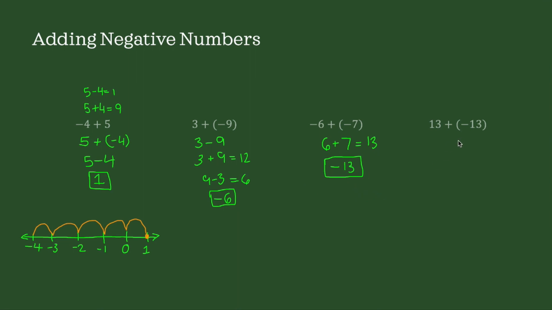And let's do this one now. 13 plus negative 13. Again, we can do the same thing we did here, and this will give us 13 minus 13 to give us 0.